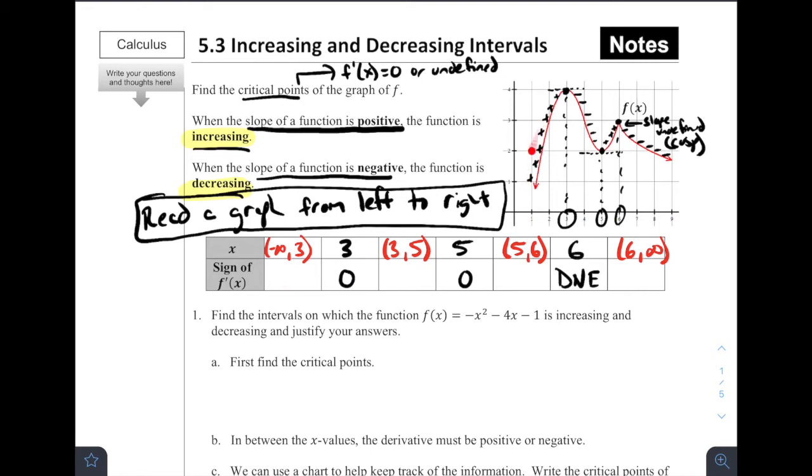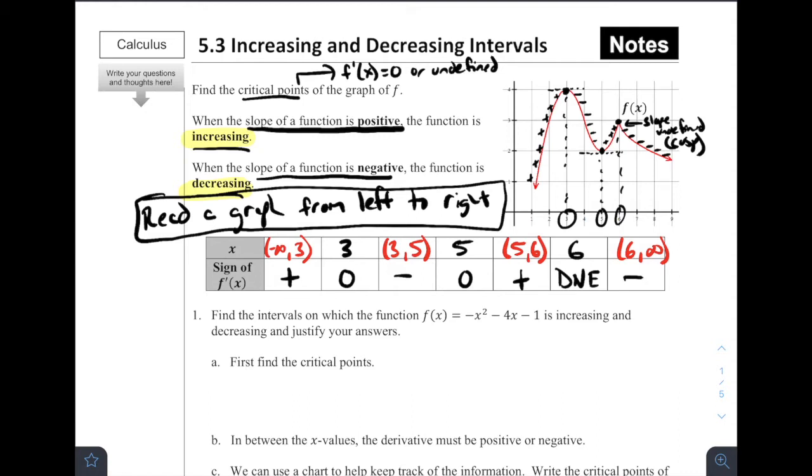Now we saw that when x was less than 3, the derivative was positive. So I'm going to just put a plus sign there to represent that the derivative was positive. We saw that from x equals 3 to x equals 5, the slope of the tangent line was negative. So I'm going to put a little minus there. We saw from 5 to 6 that the slope of the tangent line was positive. And then we saw after 6 that the slope was negative. So we're going to put a little minus sign there.